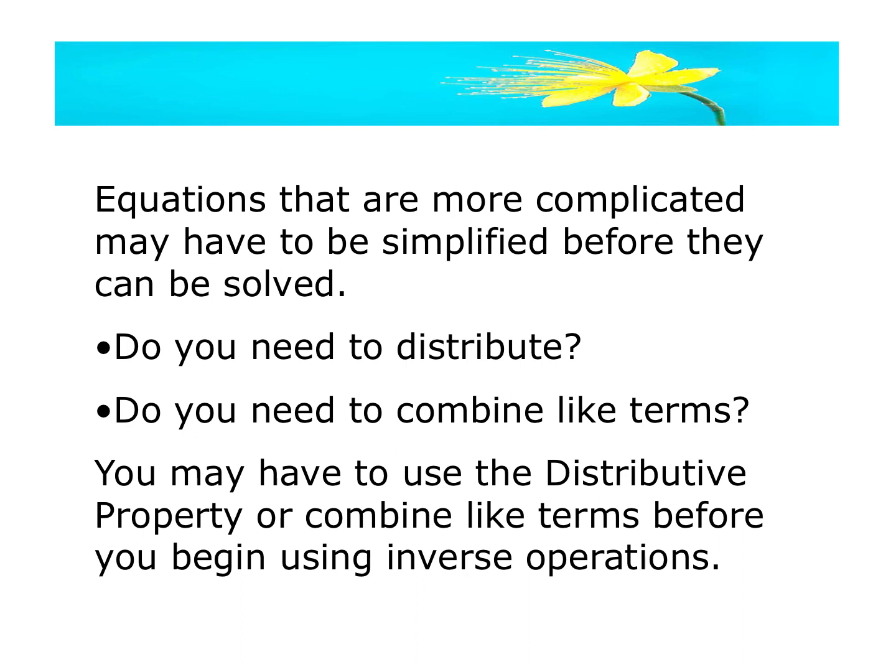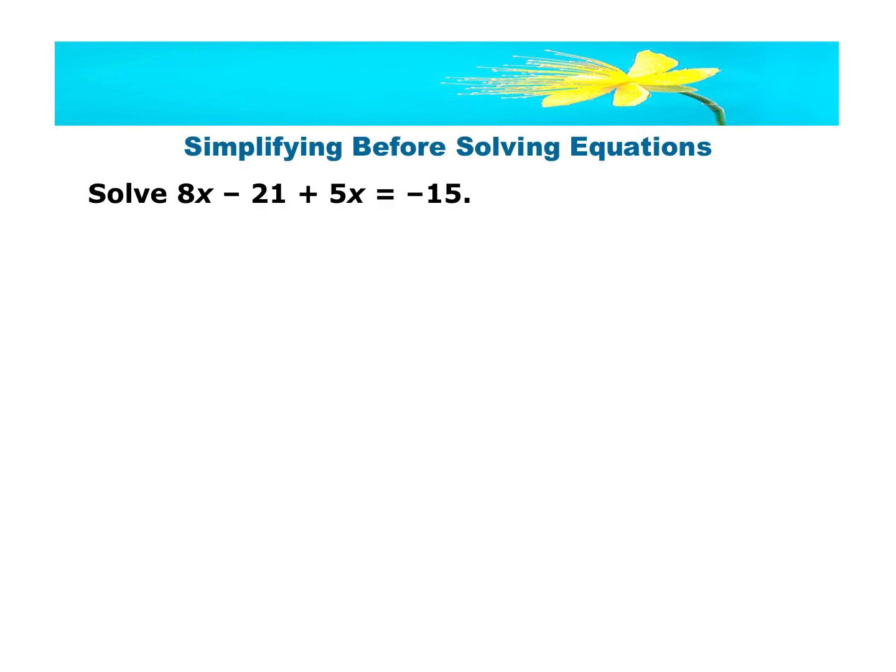over this, guys. Equations that are more complicated may have to be simplified before they can be solved. So ask yourself, do you need to distribute? Do you need to combine like terms? You may have to use the distributive property or combine like terms or even use them together before you can start doing the inverse operation. So this equation looks a bit more complicated because there are 4 terms in total. But if you guys notice, 2 of these terms have x. So we can combine the 8x and the 5x by adding them. So 8x plus 5x is 13x. I'm just going to write the negative 21 and the minus 15 together.